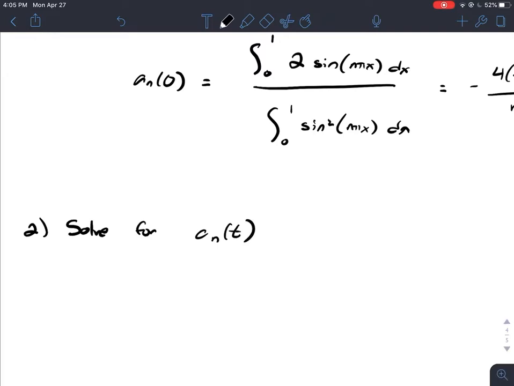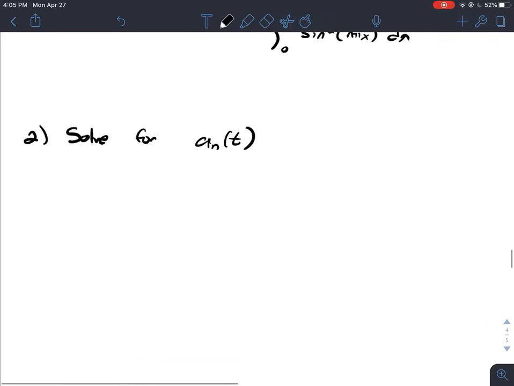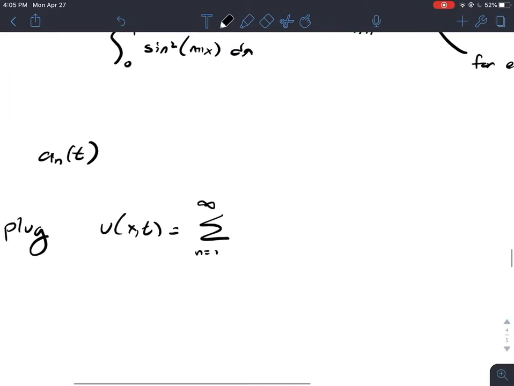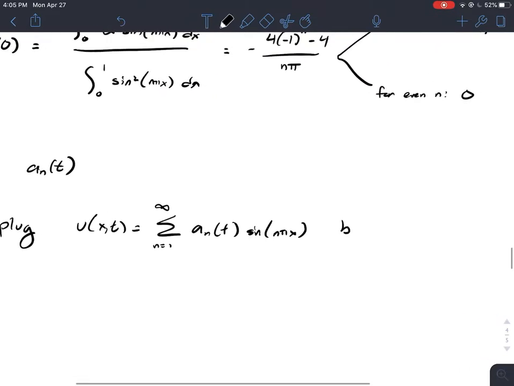A sub n, and this is a much longer and more winded process than initially meets the eye. So just hopefully follow along and we'll get through it together. Our goal is to plug in the definition of our expanded eigenfunction. So plug u of x,t equals the sum from n equals 1 to infinity of a sub n of t sine n pi x back into the original PDE.